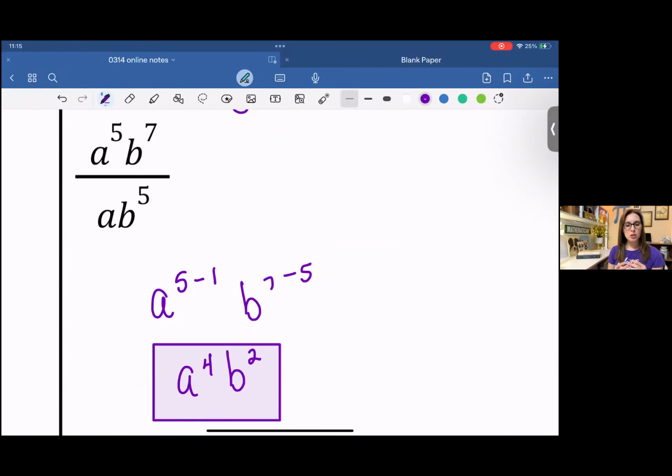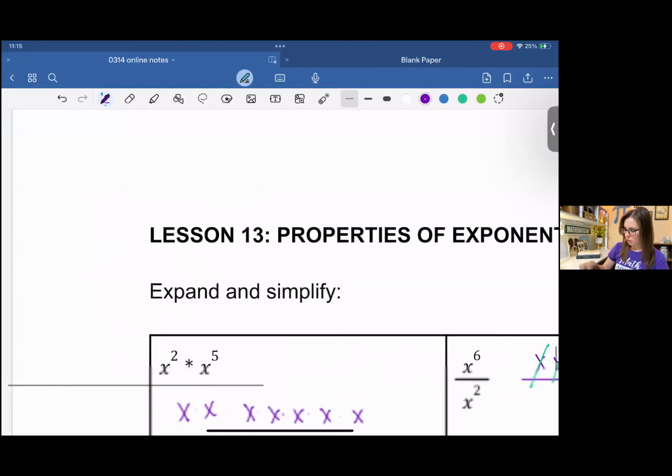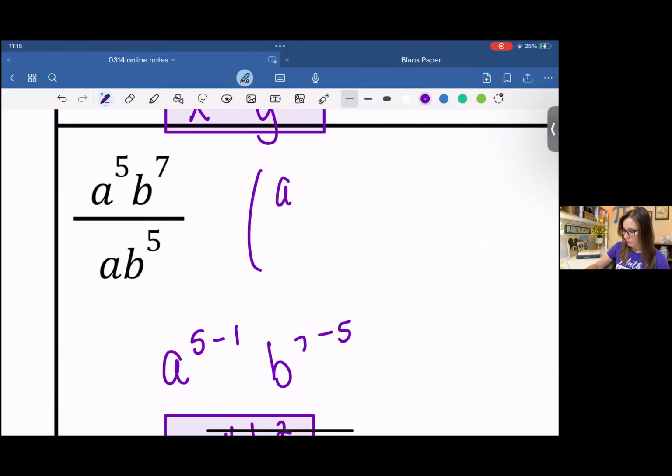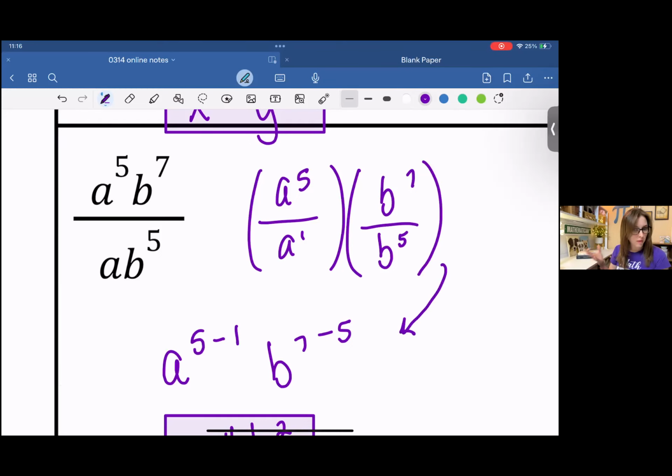Next one, we have some division here. We know that division translates to subtraction. So I have the a's, a to the 5th minus 1, and then the b's, b to the 7th minus 5. And that gives a to the 4th times b squared. And that's all. You can break that up differently if you want to. You can group the a's, a to the 5th, a to the 1st, and then the b's, and then go to that step, that's fine. But if you skip right to the next step, as long as you got the same answer, you're good.